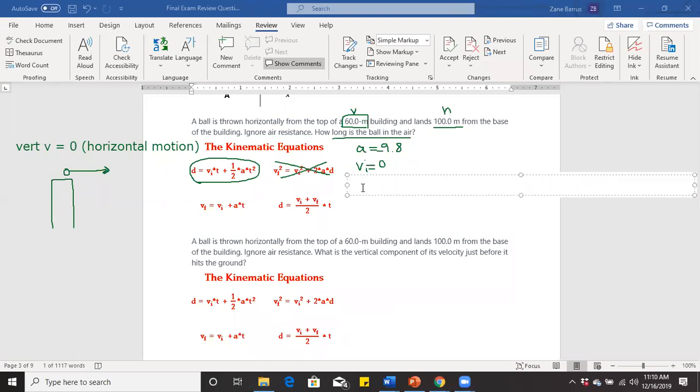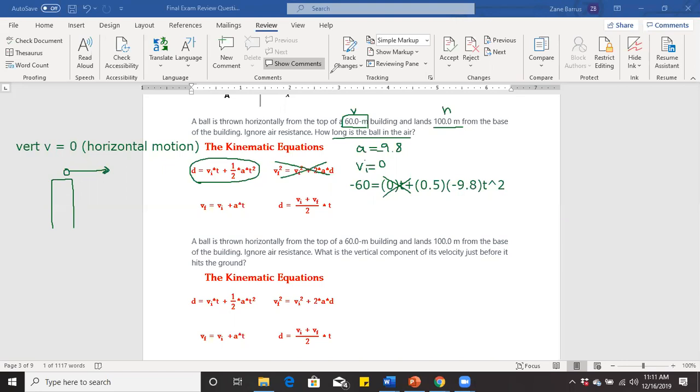Okay, so we know that D is going to be equal to negative 60, since the ball is falling 60 meters total. It's going to be equal to VI, which we said was 0 vertically speaking, times T, which we don't know. Add that to 0.5 times negative 9.8, that's our acceleration, times T squared. As we start to try and figure out what T is, realize 0 times anything is going to go away. So we're left with negative 60 is equal to 0.5 times negative 9.8 times T squared.